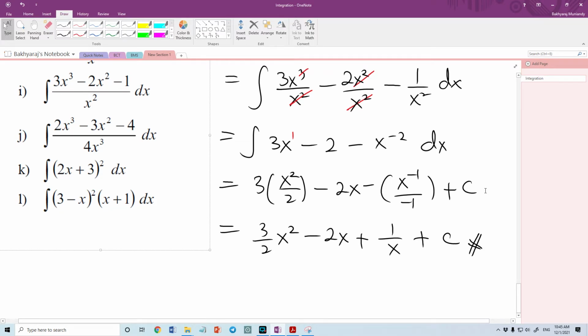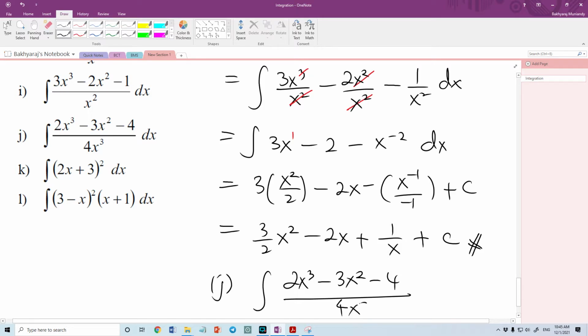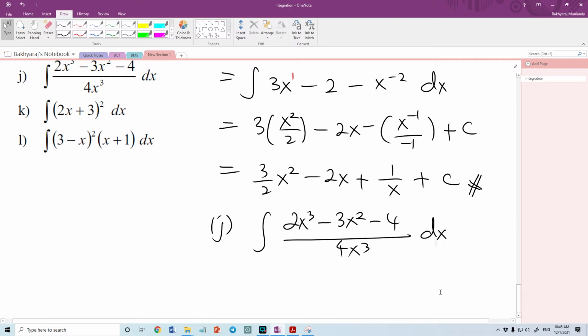Okay, so next I go for 1j. Okay, 1j. So 1j we have integrate 2x power of 3 minus 3x square minus 4 divided by 4x power of 3 dx. Okay, so I'm going to integrate this. Again, the same process is going.